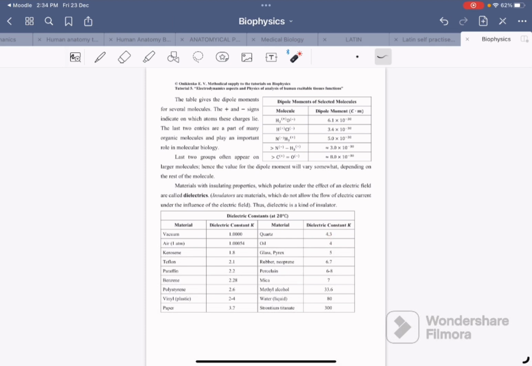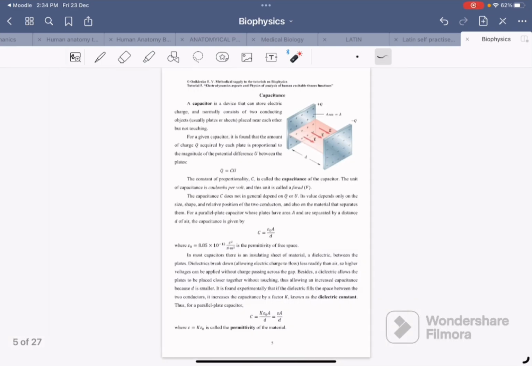But when we bring a charged particle like an electron, neutron, or proton towards any capacitor, then it will attract or repel according to the charge, whether it is positive or negative. Oil has a dielectric constant of 4. Glass, Pyrex has 5. Rubber, neoprene has 6.7. Polypropylene has 6.8. Mica has 7. Methyl alcohol has 33.6. Water has 80. Strontium titanate has 600. So those are the important values.